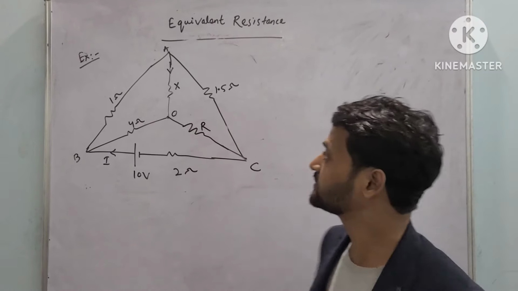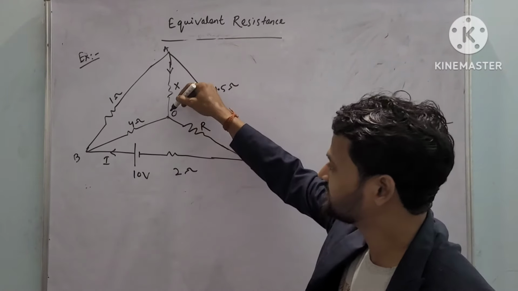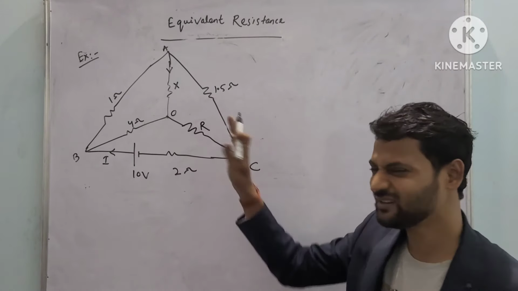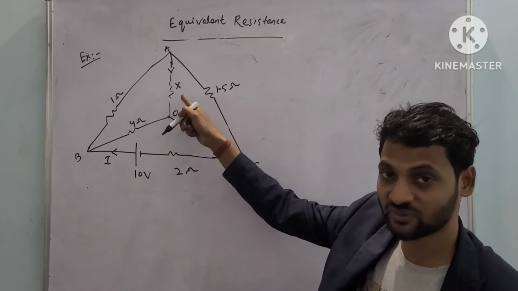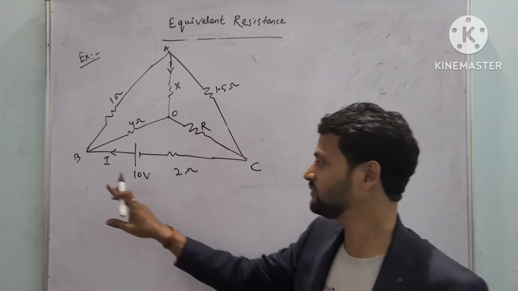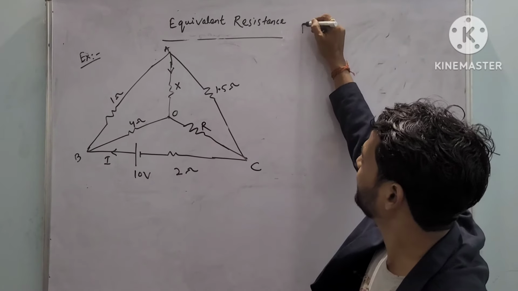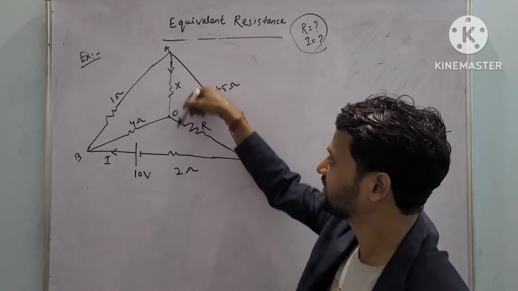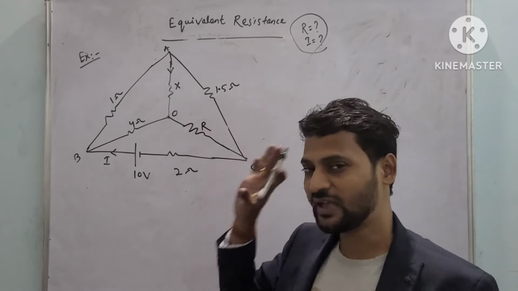So coming to the next question. This question is given: if current through this branch is 0, what is the value of R? Try to understand the question. Very interesting question. And in the same condition, what is the value of supply current? So we have to find the value of R and the value of supply current. One condition is given: the current through this branch is 0. So look at the question carefully.